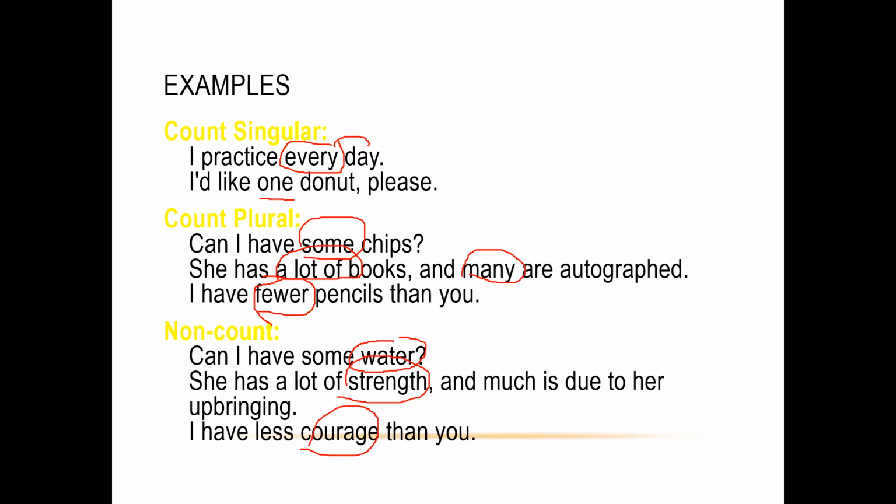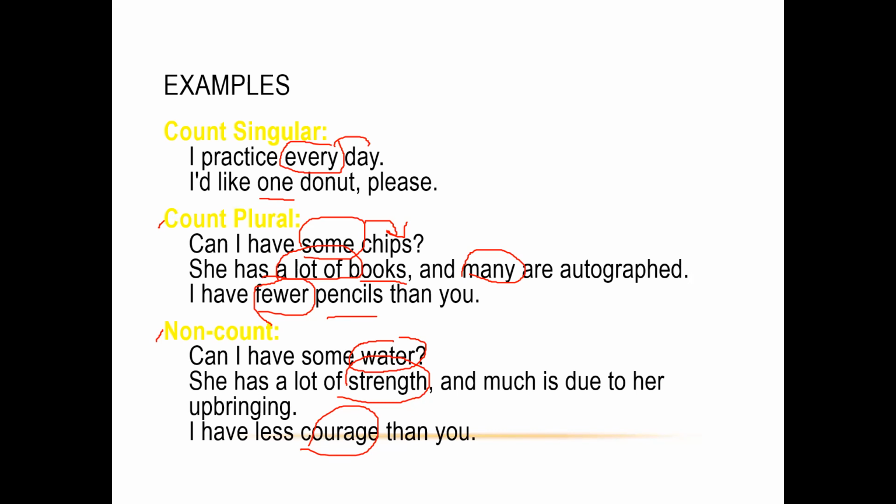So let me further explain the difference between count plural and non-count because I feel like it's a little confusing. So sa count plural, we're talking about words, the nouns, na pwede mo siyang ma-count. Kaya siya tinawag na count plural. Okay? So chips, you can count the chips, the pieces of chips. You can count the books. You can count the pencils. Okay? So you can use adjectives to modify count nouns or countable nouns.